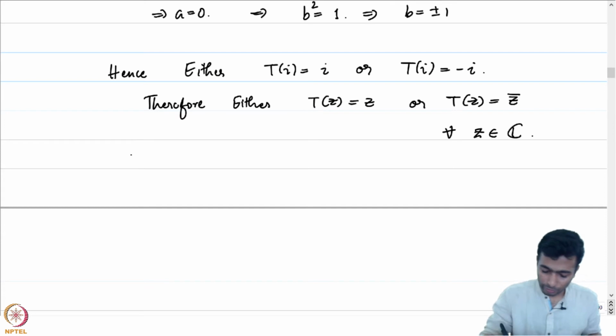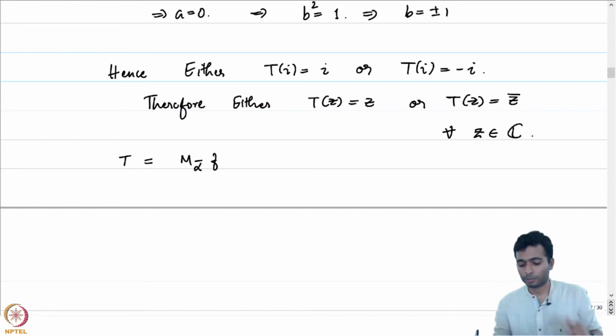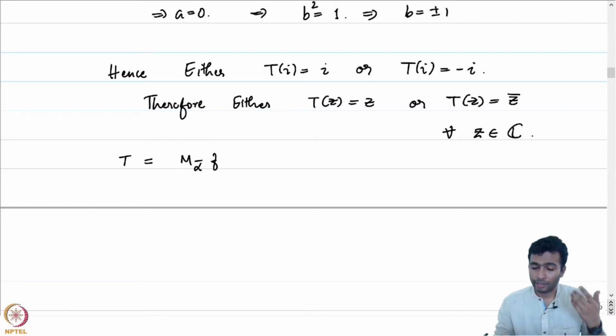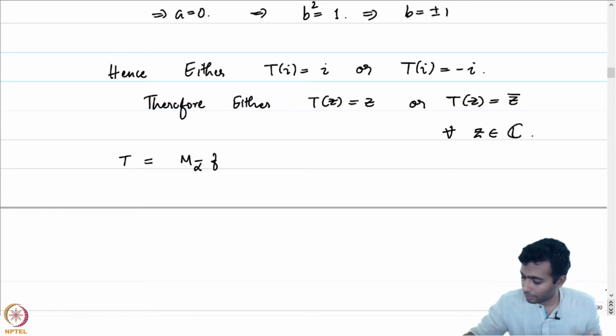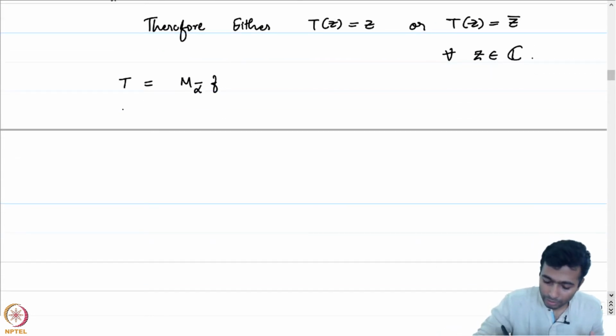But recall what T was. T was defined to be M alpha bar times F, the composition of the isometry M alpha bar with the isometry F. And M alpha bar has some nice properties. It's just multiplication by alpha bar. If we compose M alpha bar with M alpha, we get the identity. We know the explicit inverse of what M alpha is.